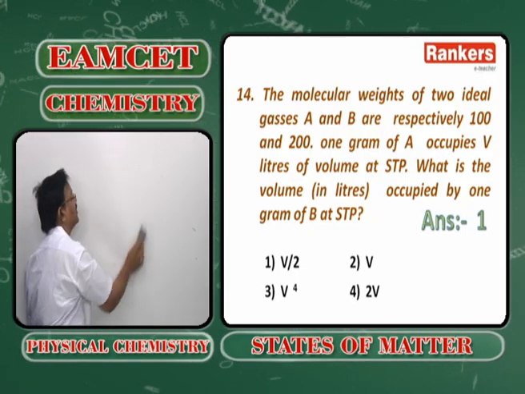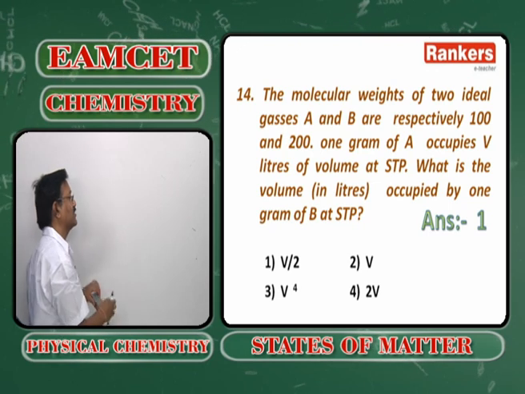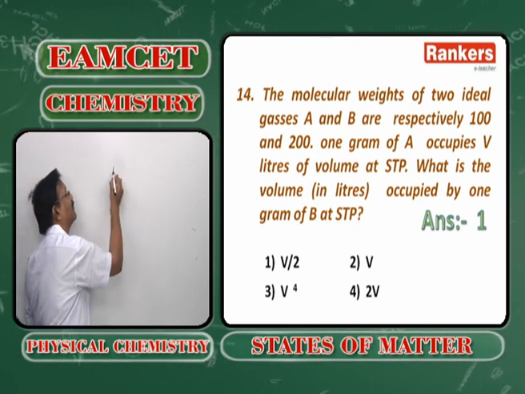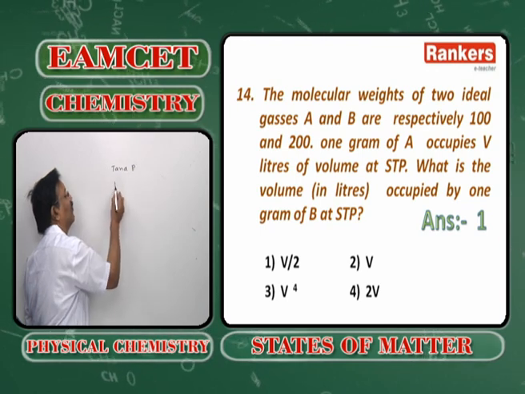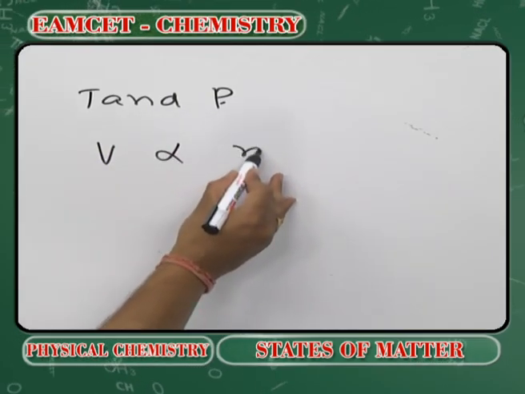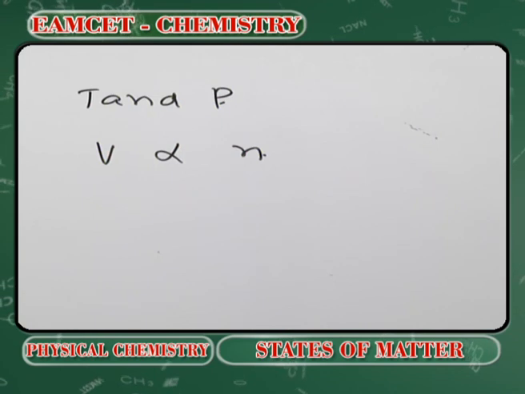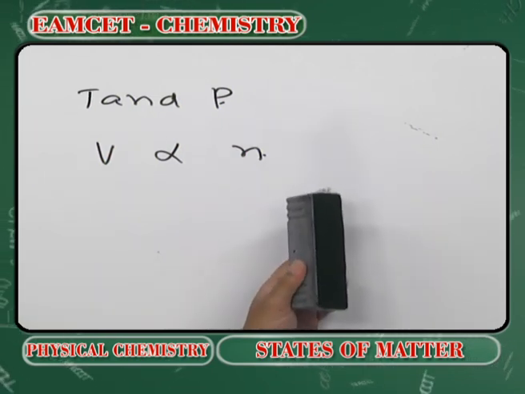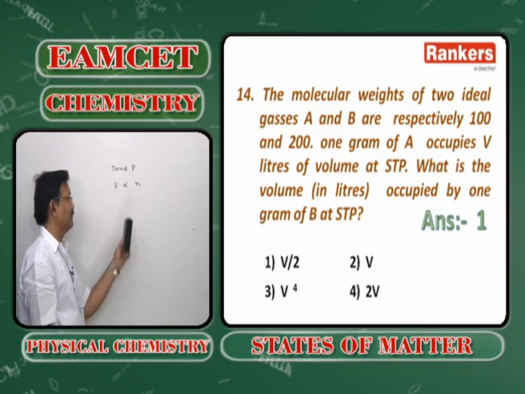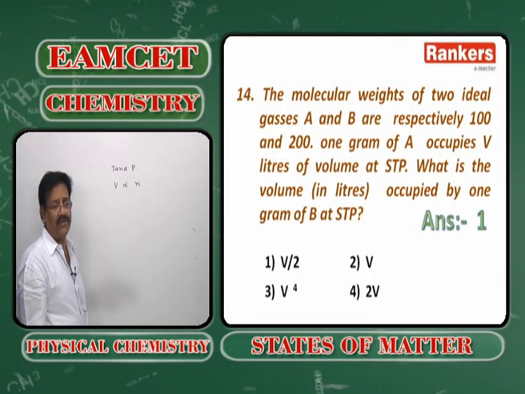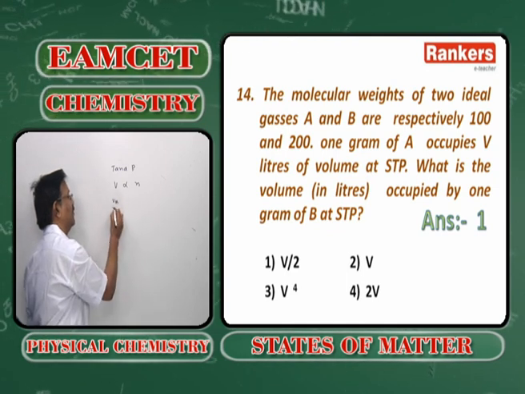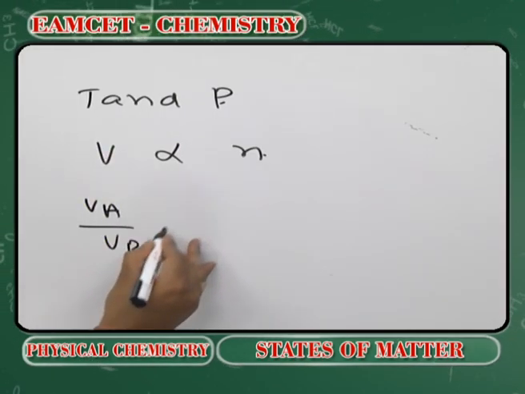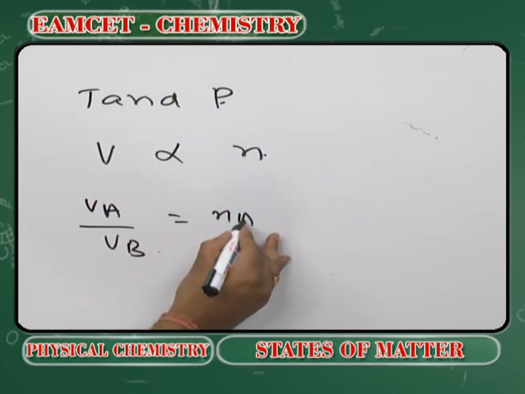When temperature and pressure are kept constant, volume is directly proportional to the number of the moles. VA by VB is equal to NA by NB.